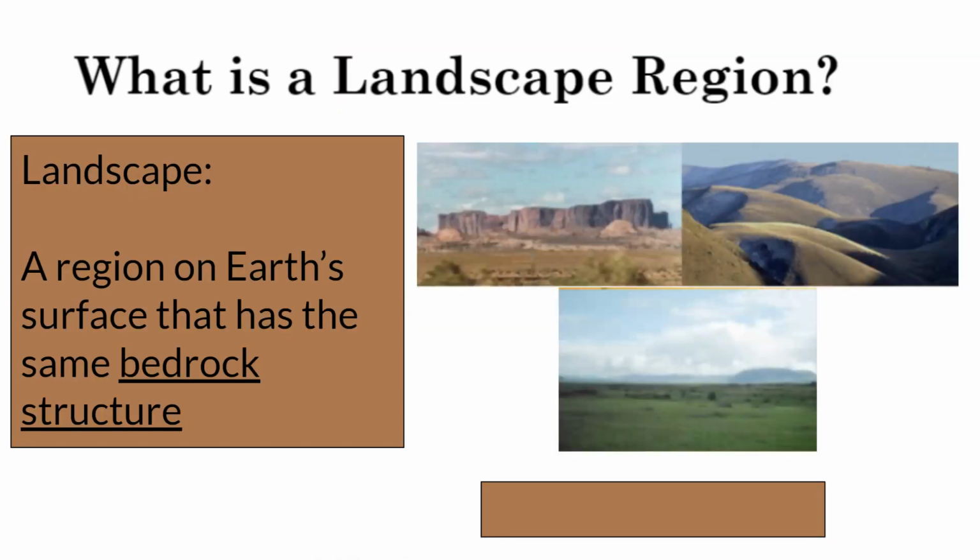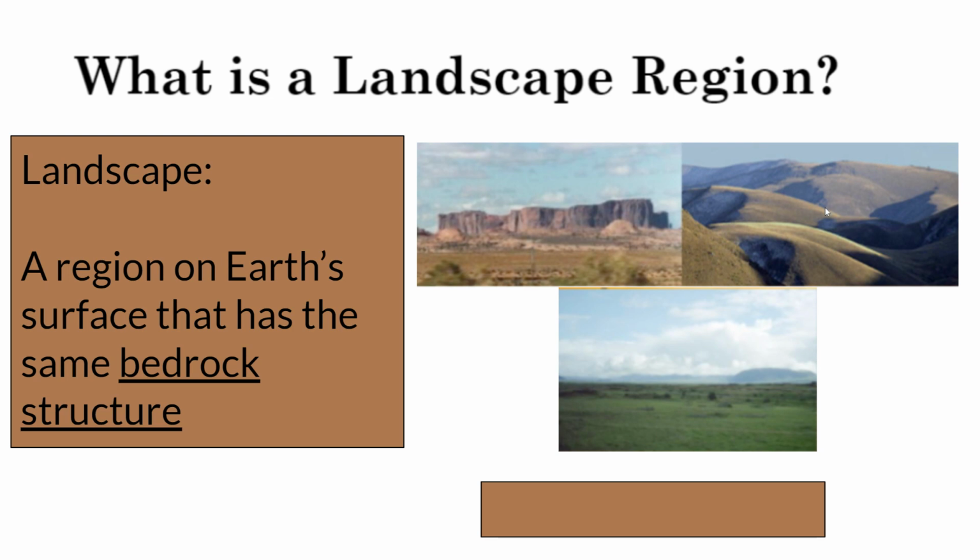Okay, so what is a landscape region? Landscape is a region on Earth's surface that has the same bedrock structure. What's bedrock structure? The shape of the bedrock. So, landscape is an area of the earth where the bedrock has the same shape.